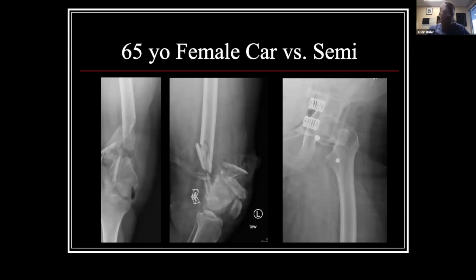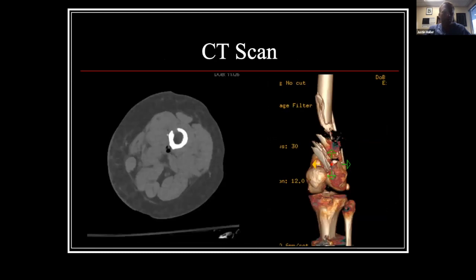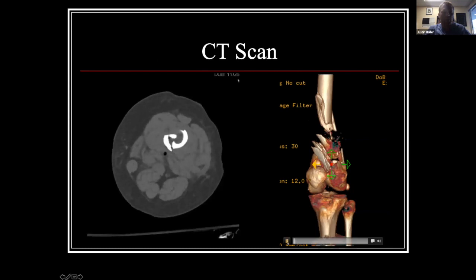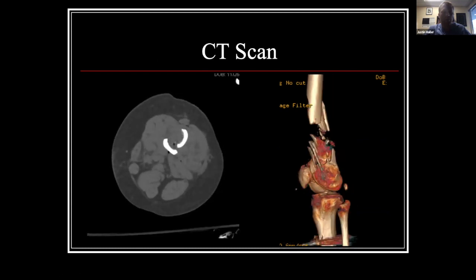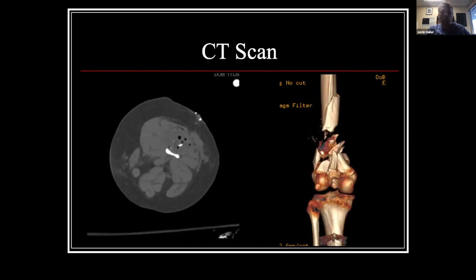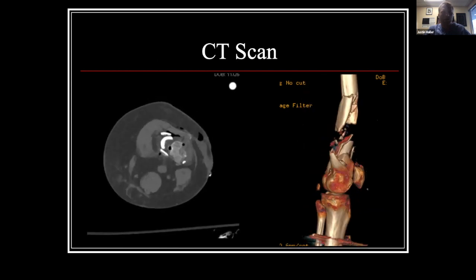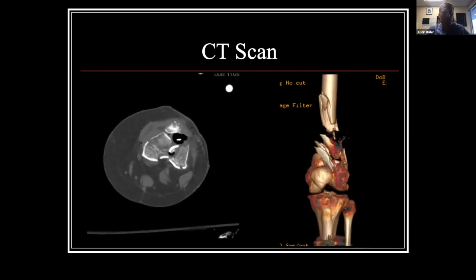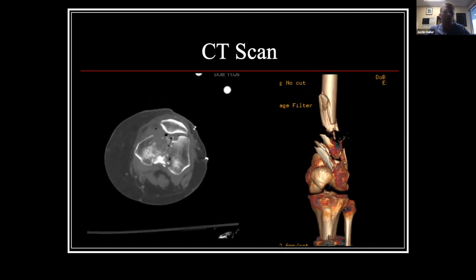Next is a case of a 65-year-old female, where it was a car versus semi. These are outside presenting films where she has a pretty complex distal femur fracture with bone loss. This is a type 3 open injury over her distal femur. And then she also has this ipsilateral femoral neck fracture. And so here's a look at her CT scan that confirms the amount of distal femoral bone loss in the metaphysis. Also on the axial slices, you see the extent of her articular injury.